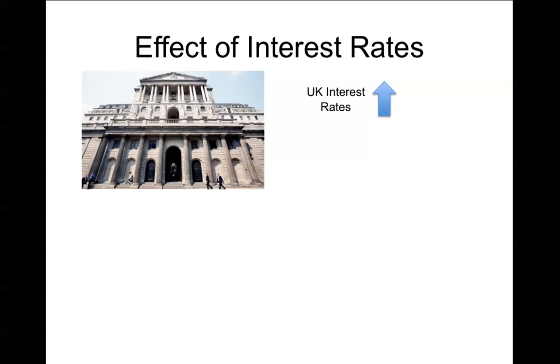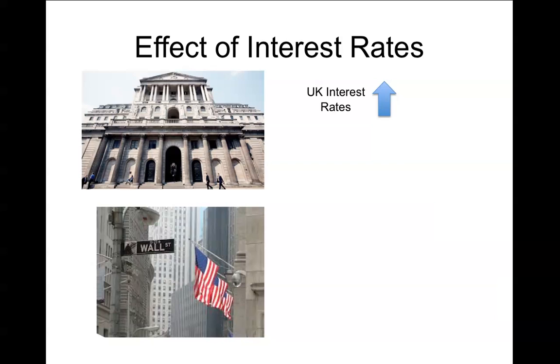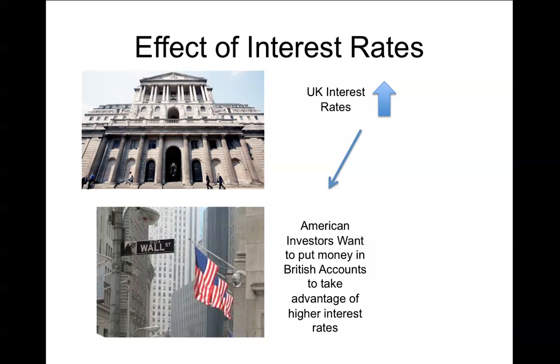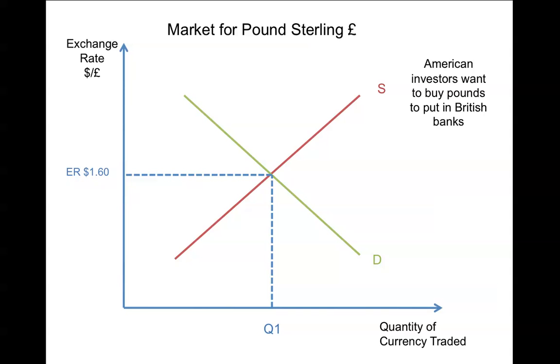The effect of interest rates we can use a little logic to figure this out. If the Bank of England pushes up the UK interest rates, you need to think about what's going to happen abroad. Say in America, people who are working in banks looking for a good return on their money see that the Bank of England has put up UK interest rates, and so these American investors want to put their money in British accounts to take advantage of the higher interest rates. They want to be able to make that return on their money. And so if they want to put their money in British accounts, they need to find pounds to be able to do that. So the demand for pounds goes up, and we'll see how that works in this graph.